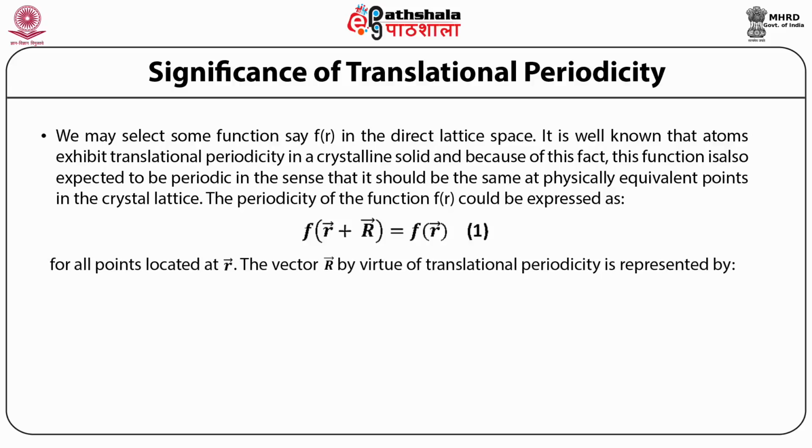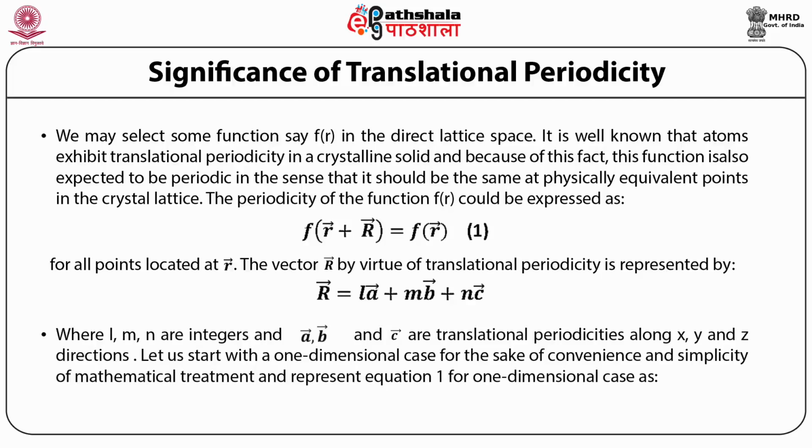For all points located at r vector, the vector capital R, by virtue of translational periodicity, is represented by R vector equal to L a vector plus M b vector plus N c vector, where L, M, N are integers and a vector, b vector and c vector are translational periodicities along X, Y and Z directions. Let us start with a one-dimensional case for the sake of convenience and simplicity of mathematical treatment, and represent the equation for the one-dimensional case as f(x plus a) is equal to f(x), as given by equation 23.2.